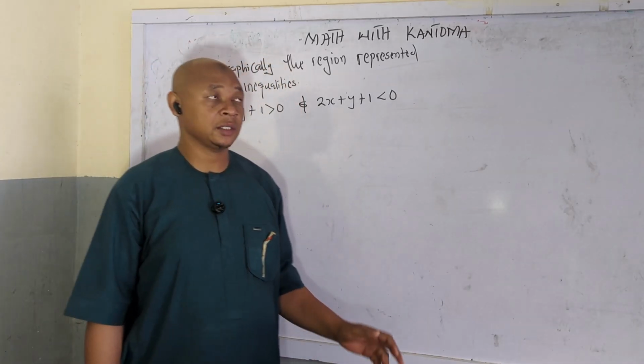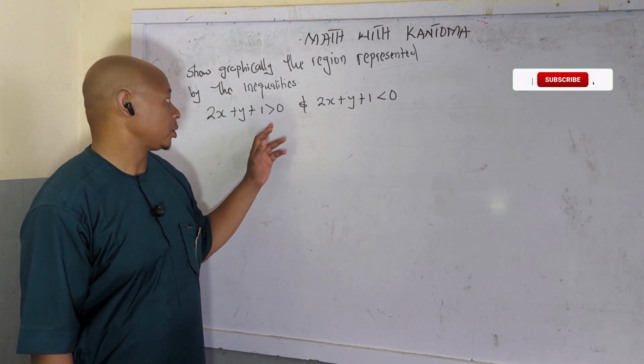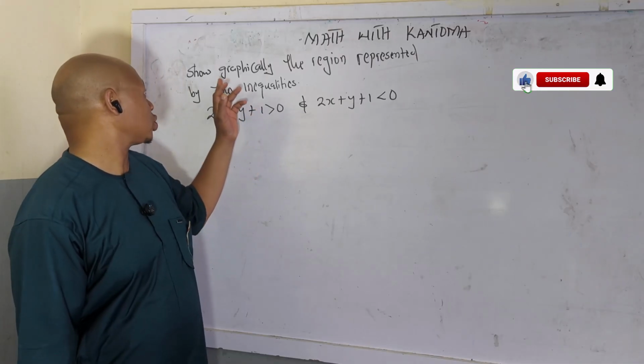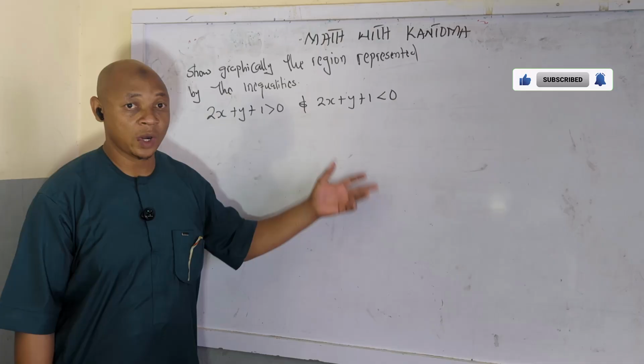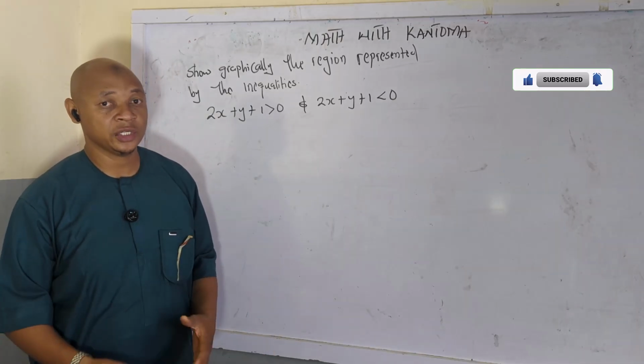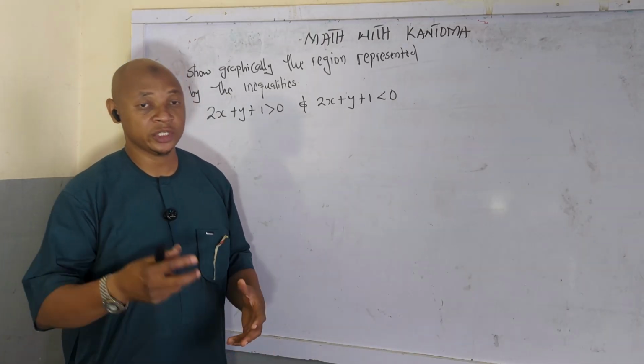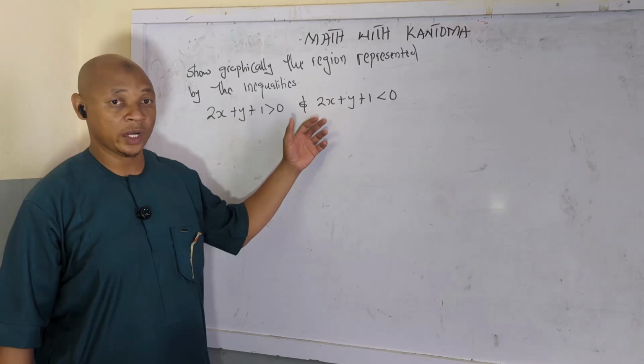In today's class, we'll be dealing with this problem. They said we should show graphically the region represented by this inequality. So this is an inequality, and we are going to sketch the region that satisfies it.